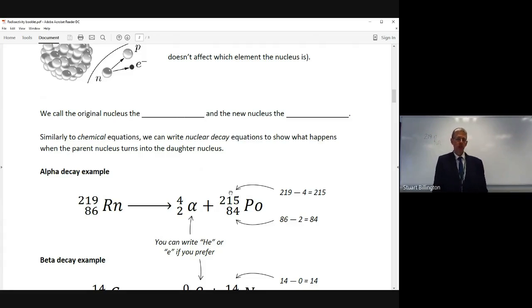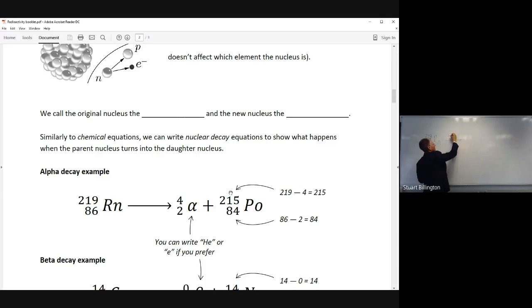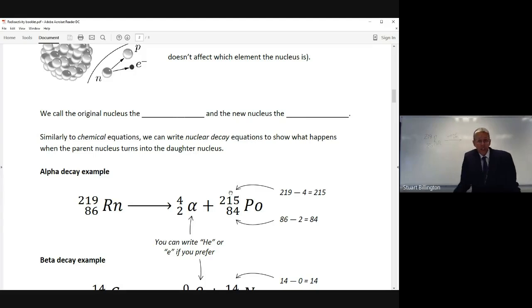219 protons and neutrons in its nucleus. Now, of that 219, 86 of them are protons, and all the others are the neutrons. So 86 protons, 219 altogether. The radon is now going to change into something else. It's going to decay. So that arrow in the middle of the page, we would pronounce that as decays into. So decays into. And what's it going to turn into?